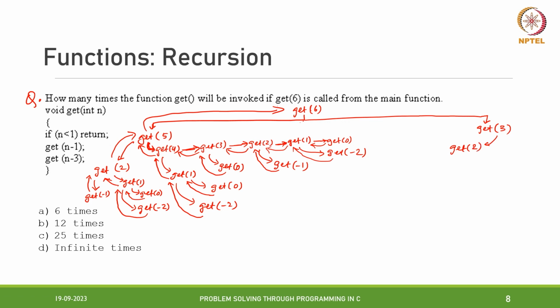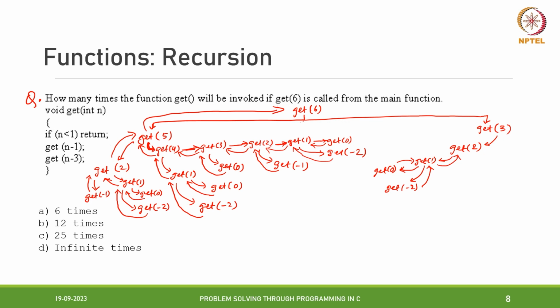Now get of 2 will again call get of 1. Get of 1 will call get of 0, and here is where the condition gets satisfied, so it will just return the control here. Then get of 1 will call 1 minus 3, which is minus 2. Again the condition is fulfilled, control returned. No further statements in get of 1, so get of 1 will just return to get of 2.